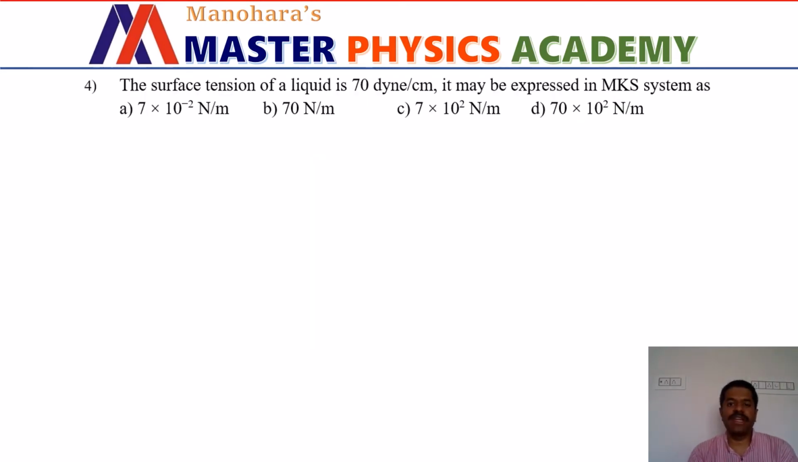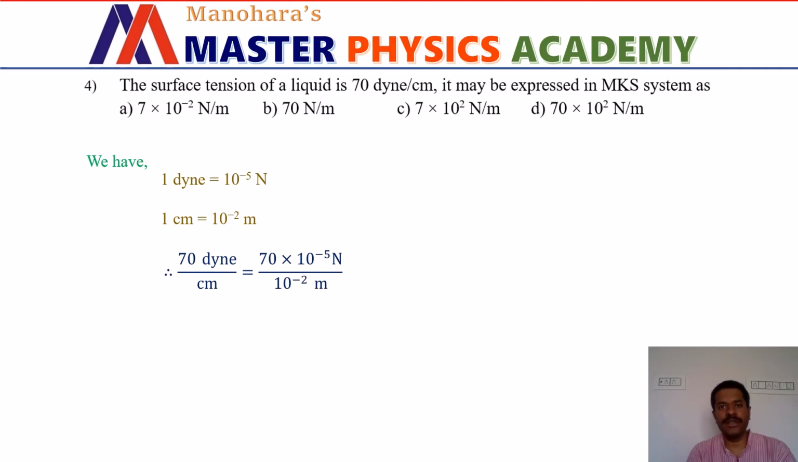The surface tension of a liquid is 70 dyne per centimeter. It may be expressed in MKS system as... We all know that dyne is a CGS unit of force and it is equal to 10 power minus 5 Newton in SI system or in MKS system, and 1 centimeter is equal to 10 power minus 2 meters. Using this data, substituting and further simplifying, we will get that the answer is equal to 7 into 10 to the power minus 2 Newton per meter. Option A is the right choice.